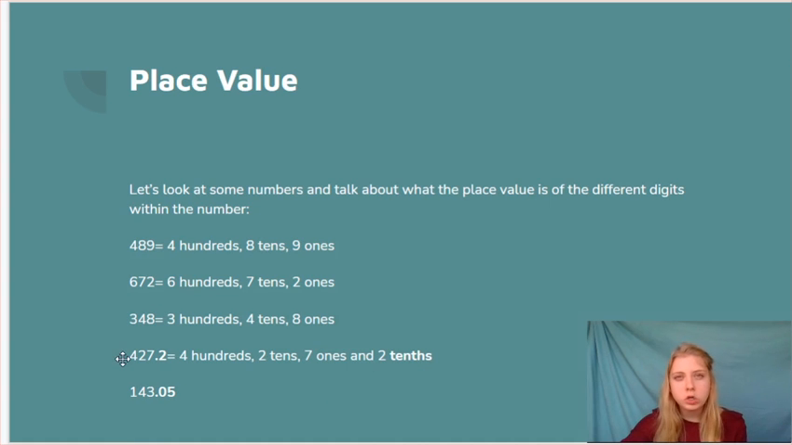I really want to encourage you to focus on saying that as "and 2 tenths," or whatever the decimal may be, instead of "point 2," because that helps us remember what that period and the number after it really mean. So 427 and 2 tenths. All right, see if you can figure out the last one. It's a little tricky maybe.